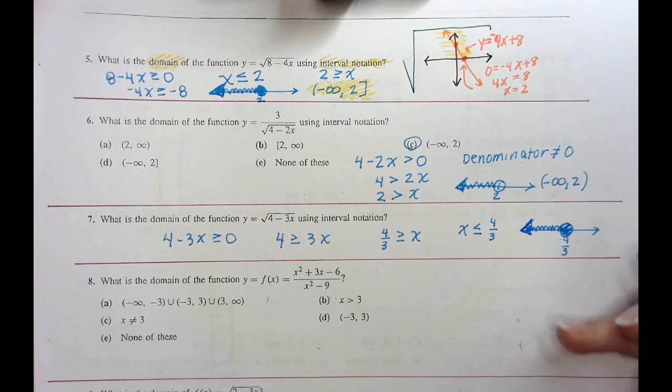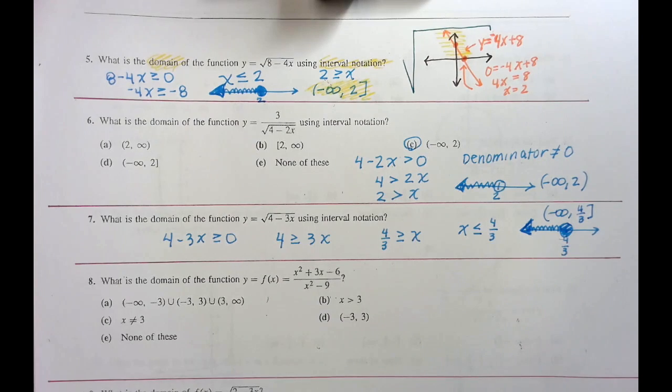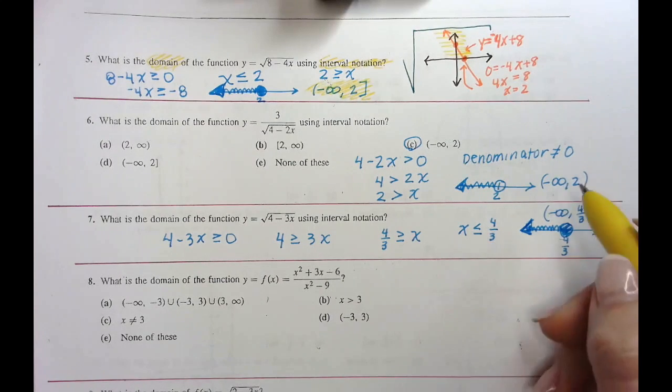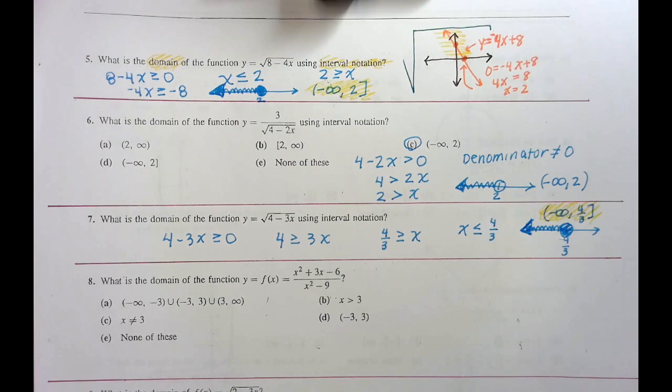Maybe not my best shading job. Interval notation, negative infinity, comma, 4/3 with a bracket. Small, dinky bracket, sorry. What else can we talk about here? We could graph the actual polynomial here. Or not polynomial, I'm sorry. Graph the actual square root function. In this case, what will that look like?